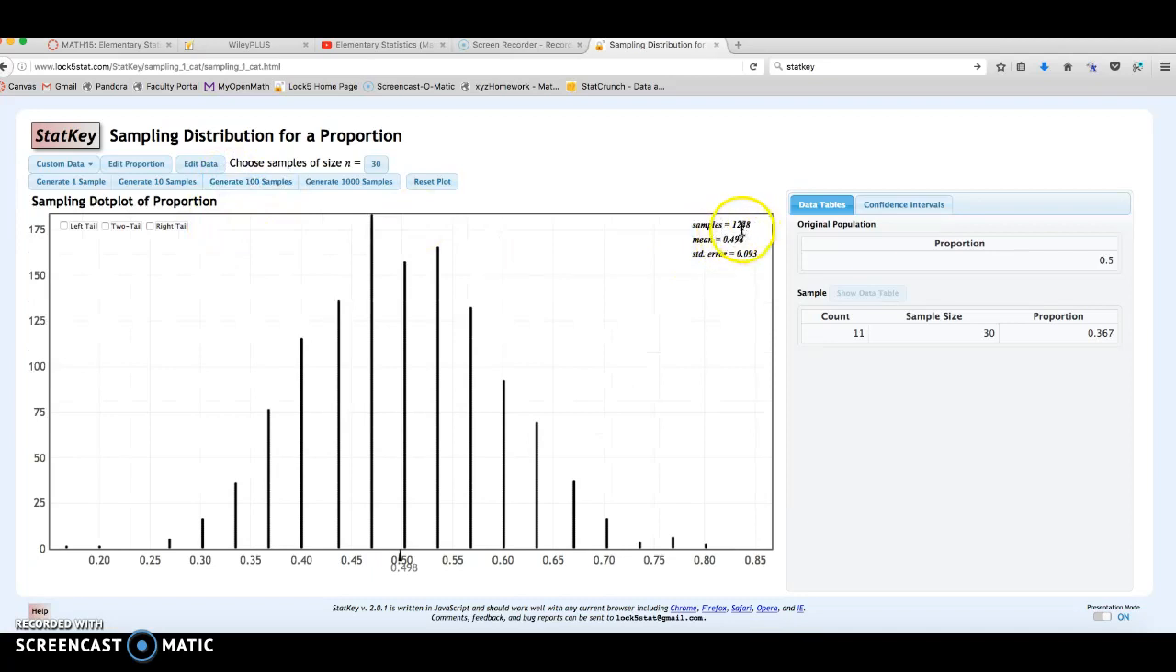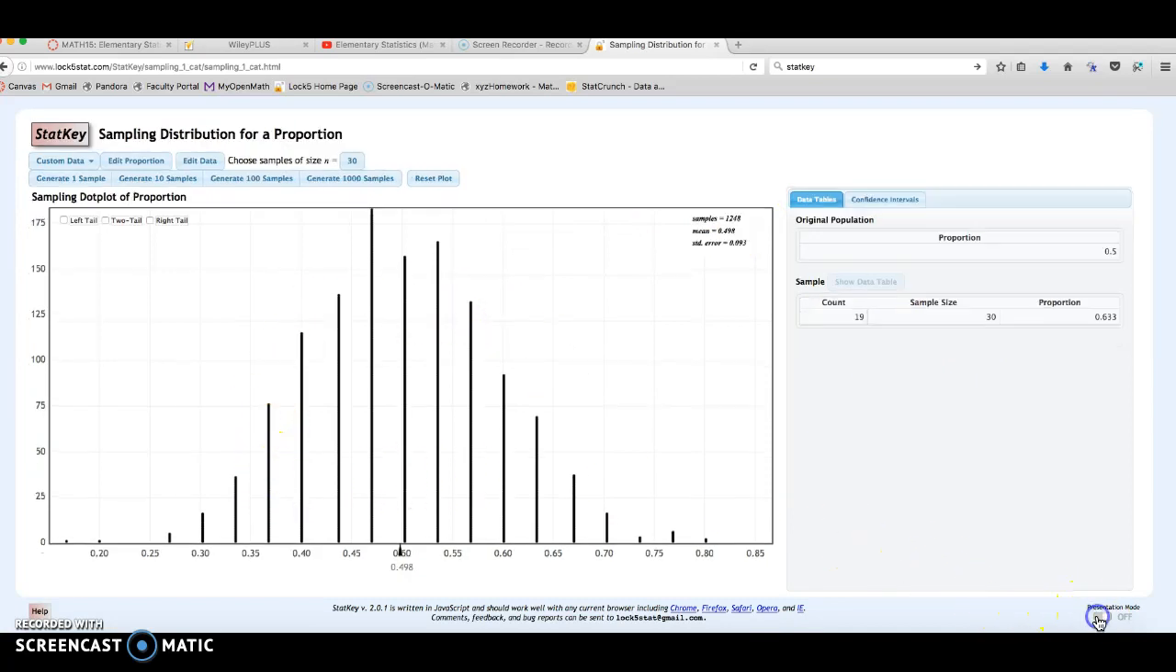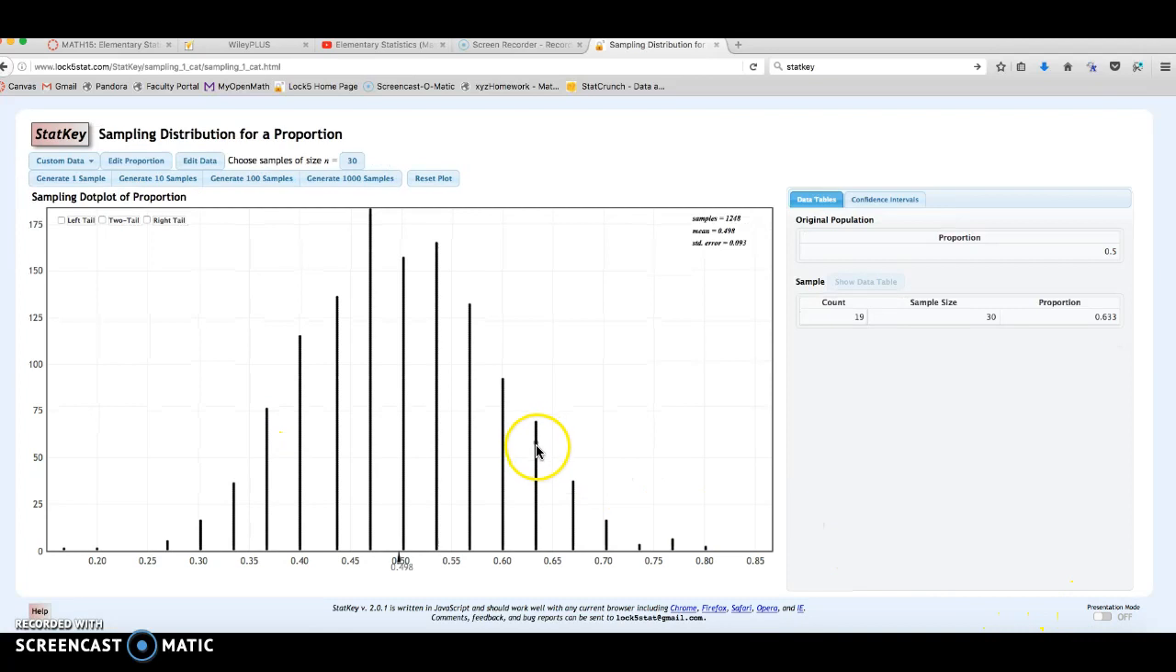I got 1,248 samples of size 30. Each of these dots represents one sample of 30. We did get a couple of 0.8s here and a 0.2, 6 out of 30. But notice that the standard error, the standard deviation, is a lot smaller. Before it was 0.15 and now it's 0.08, and that is because we took a bigger sample size in this case.